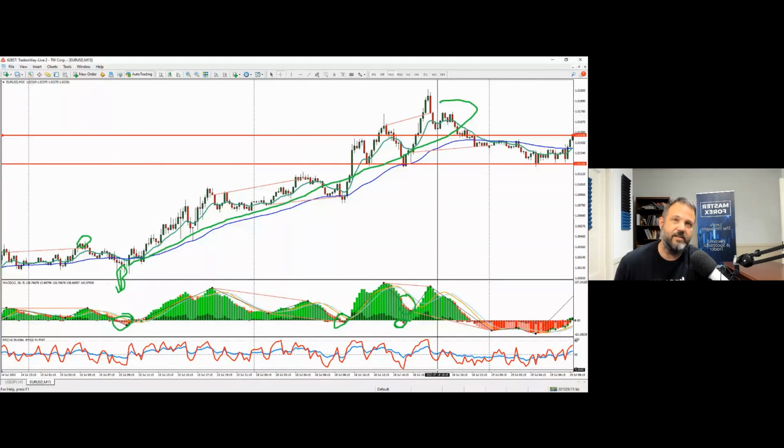And then there's another entry here. Another great trade. We could buy here. And as always, you want to put your stop loss below the support levels, always important.